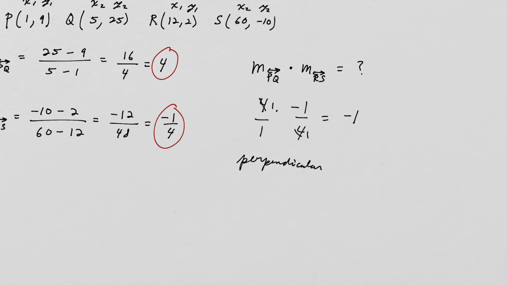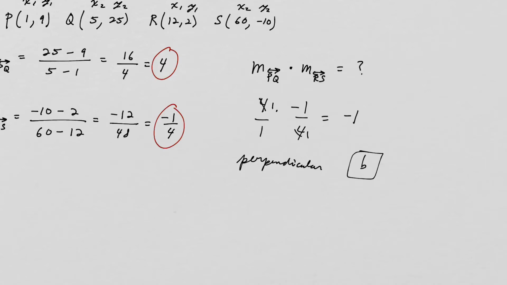So in this case, the answer would be B. Because the slope of the first line times the slope of the second line turned out to be equal to negative 1. So they were perpendicular. If we got something else, if we didn't get negative 1 here, then our best answer would be neither. But in this case, we got exactly negative 1.